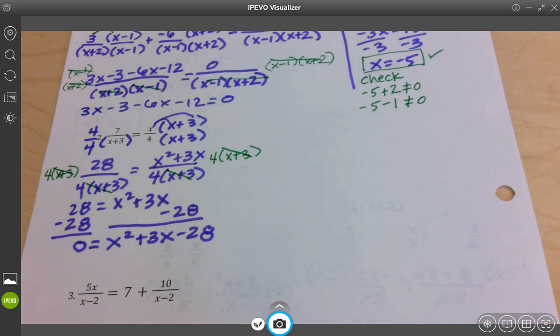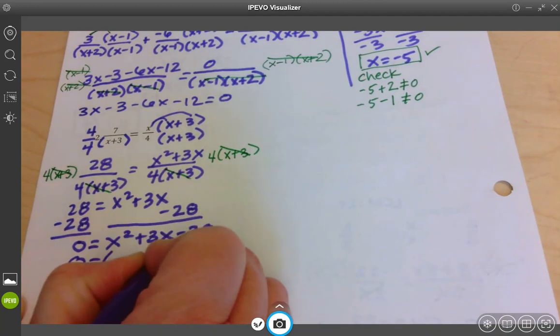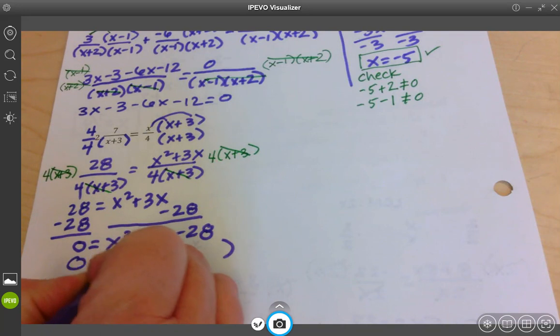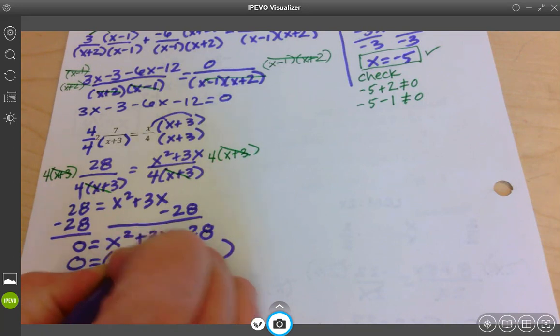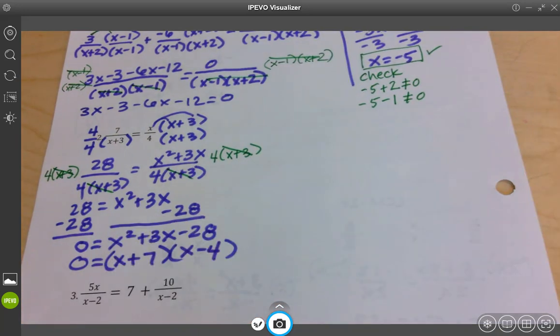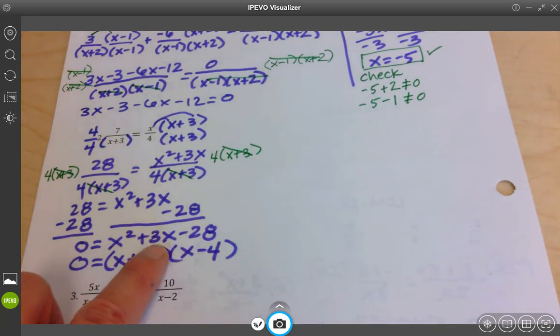All right, and then Gideon, what did you get for your factors? That's not exactly what you wrote, though. You wrote what in here? X plus 7. X minus 4. Yeah, you're just skipping ahead on me. Okay, so x plus 7 times x minus 4 are the factors of x squared plus 3x minus 28, because 7 and negative 4 multiply to make negative 28 and add to make 3.